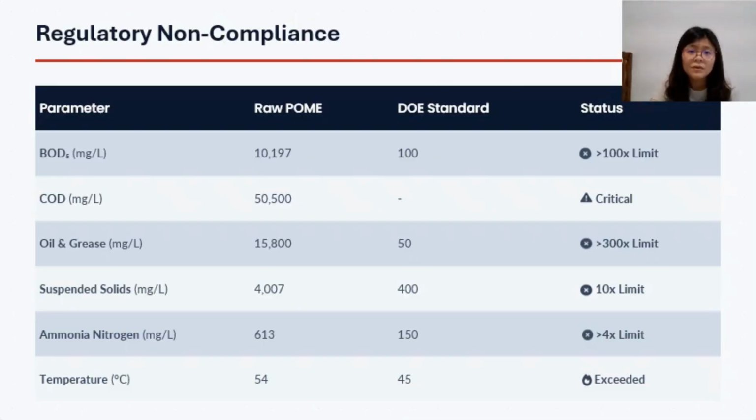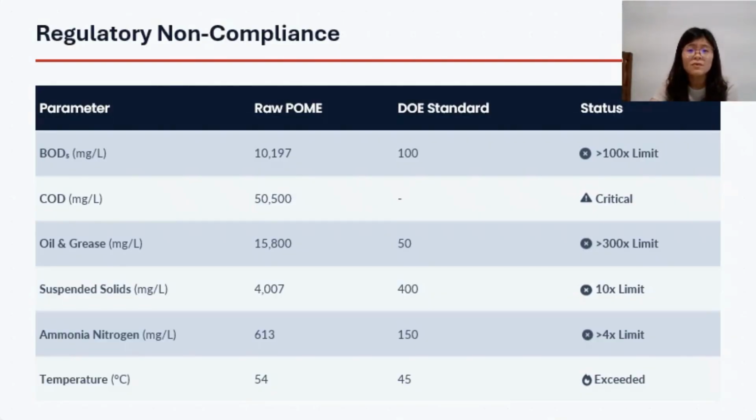The BOD is over 10,000 milligrams per liter, which is more than 100 times the DOE limit. The oil and grease level is more than 300 times the allowed limit. The suspended solids, ammonia nitrogen, and temperature also exceed the DOE standards. From the results, we can see that the wastewater does not follow the DOE standards. Most of the pollution levels are much higher than the legal limits, so it is not safe to release this wastewater into the environment.